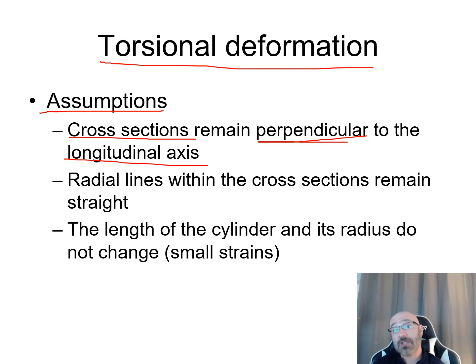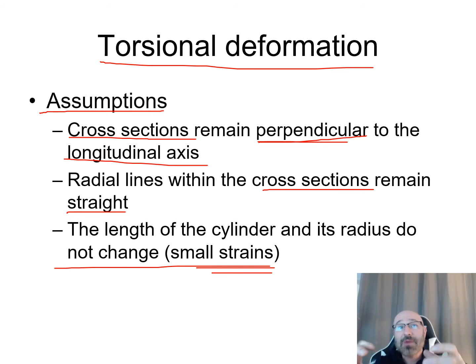We're also going to make the assumption that radial lines within the cross section remain straight. So all those radial lines as we're going out around that cross sectional area are going to remain straight. And we're also going to assume that the length of the cylinder and its radius do not change. There's going to be very, very small strain. So as we're applying those torsions, we're assuming that the overall length of the cylinder is not going to change. That's a larger assumption that we need to make there, not always true, and it's based off the assumption that these strains are going to be very small.